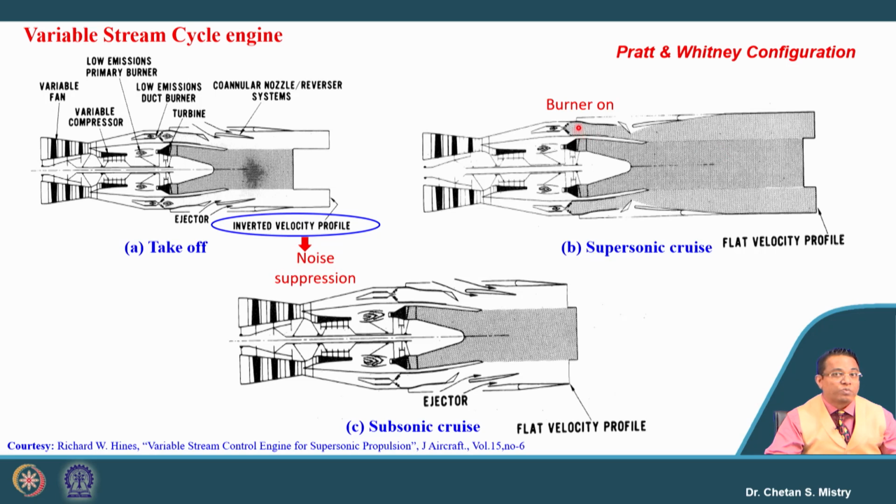So the burner is on even in the bypass stream. Say when we are operating under supersonic cruise condition, there we will be putting our burner in off condition. So the majority of the thrust will be generated by our turbojet engine.